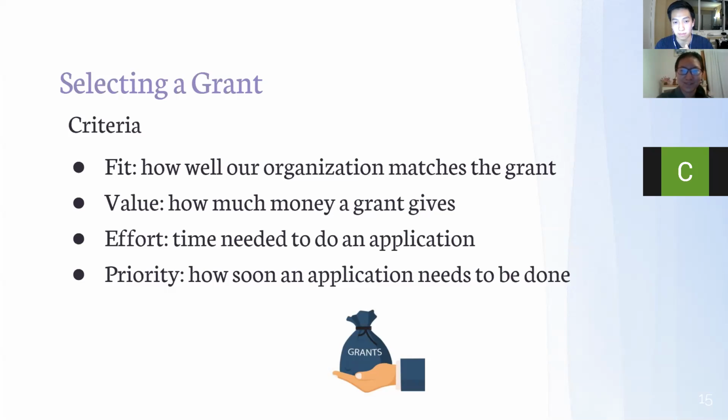Effort refers to how much time and energy we need to do an application, and it depends on how difficult an application is to write or how long it takes to write. Priority refers to how soon an application needs to be done, but this can also change depending on how easily we believe a grant can be done or how little effort it takes to complete a grant application. If we find that it's easy to do and takes little effort, we might decide to prioritize that grant first over other grants.